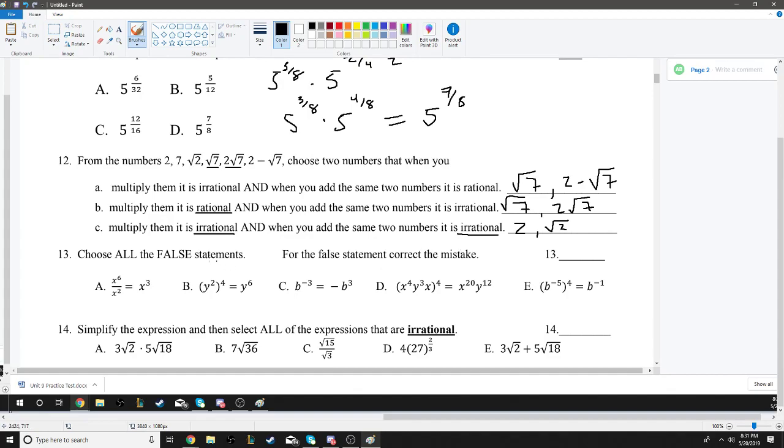Okay. For 13, choose all the false statements. So for this one is false, because you're supposed to subtract them and not divide the exponents. This should be x to the 4th. Okay. This one is also false. When they're separated by parentheses, you're supposed to multiply them, so this should be y to the 8th. This one is incorrect. When the exponent's negative, you need to make it go across the fraction bar, and then it becomes positive.